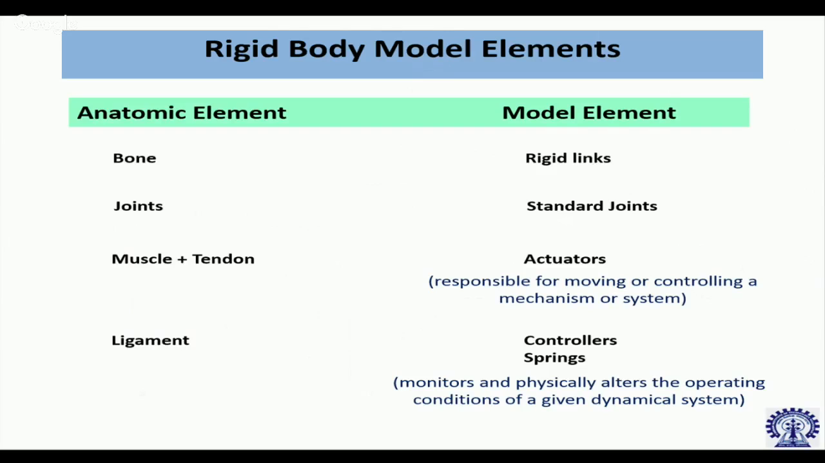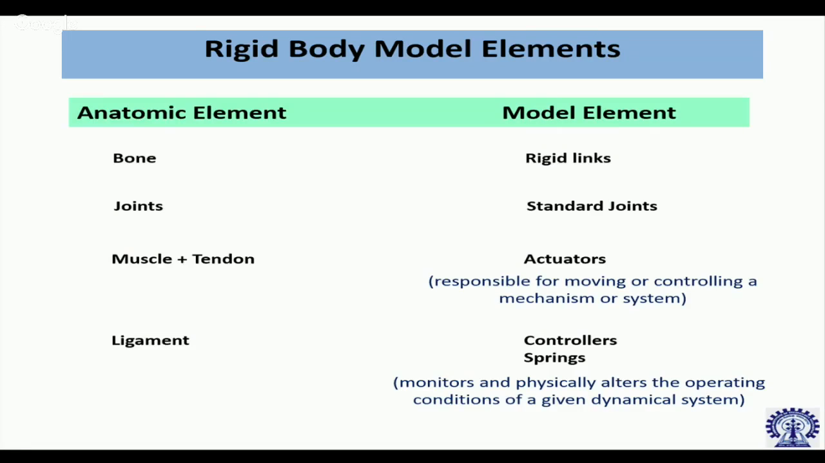So standard joints are hinge joint, revolute joint, saddle joint, pivot joint. These are all standard joints. The muscle and tendon are actuators in a mechanical system, and they are responsible for moving or controlling a mechanism or a system. So muscle and tendon work together, and they are like actuators. Can everybody follow at the back?